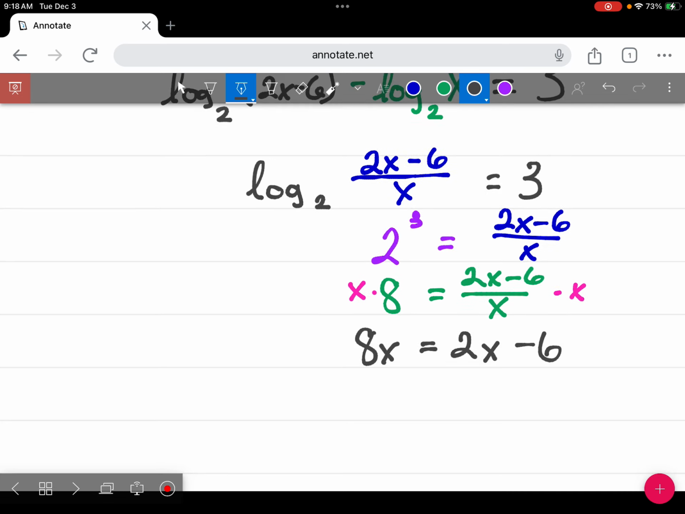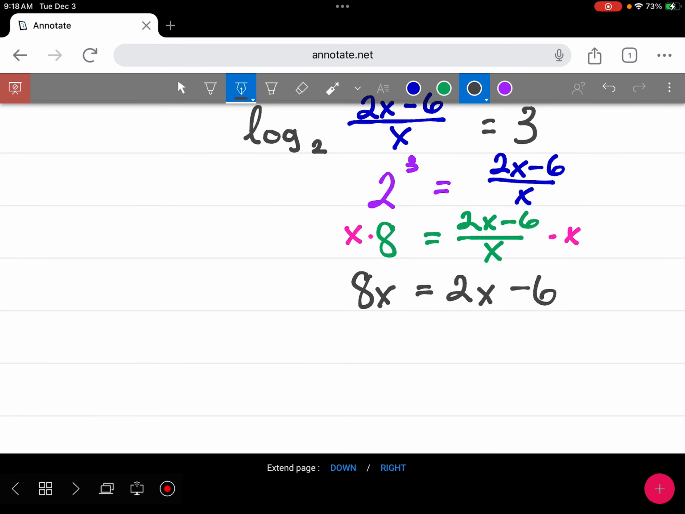And we're almost there. What next? Gives me 6x equals negative 6. So what does x equal? -1.